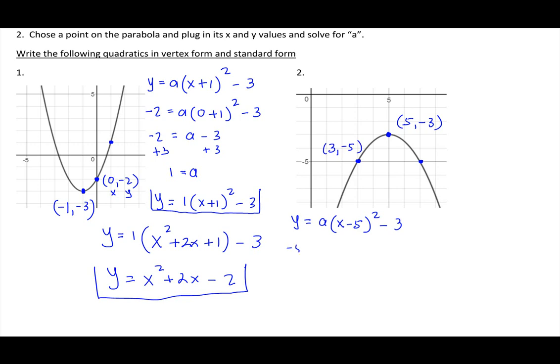So y is -5. A, I'm going to find that right now. x is 3, so 3 minus 5, squared, minus 3. We work all this out. 3 minus 5 is -2. -2 squared is 4. So 4 times a is 4a.